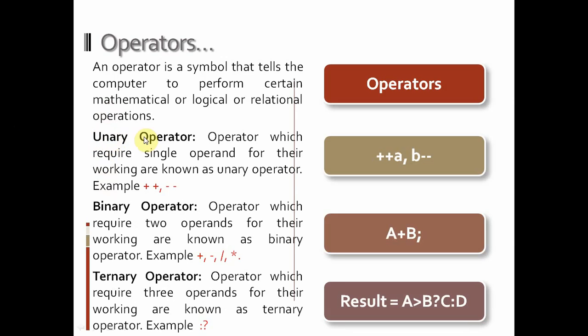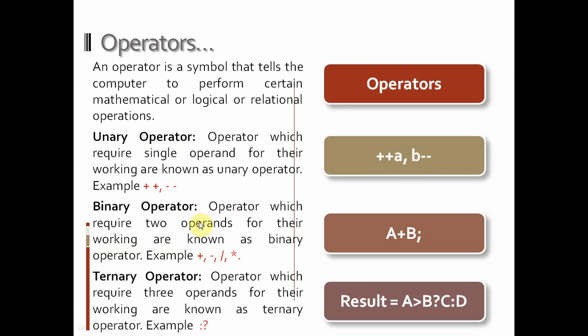First, what are the unary operators? Operators which require a single operand for their working are known as unary operators, and these are only two: plus plus and minus minus. They are known as the increment and decrement operators. These work with a single operand, like we can see here. A is an operand and plus plus is working with it, B is also an operand and minus minus is working with it. So this type of operator requires a single operand for its working, that's why these are known as unary operators.